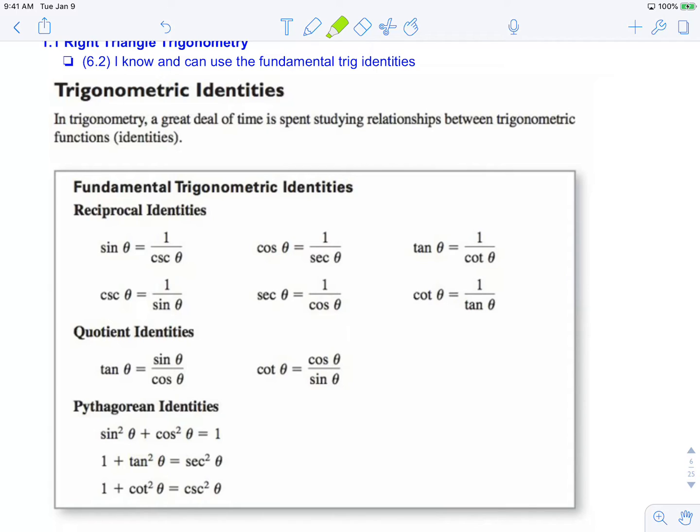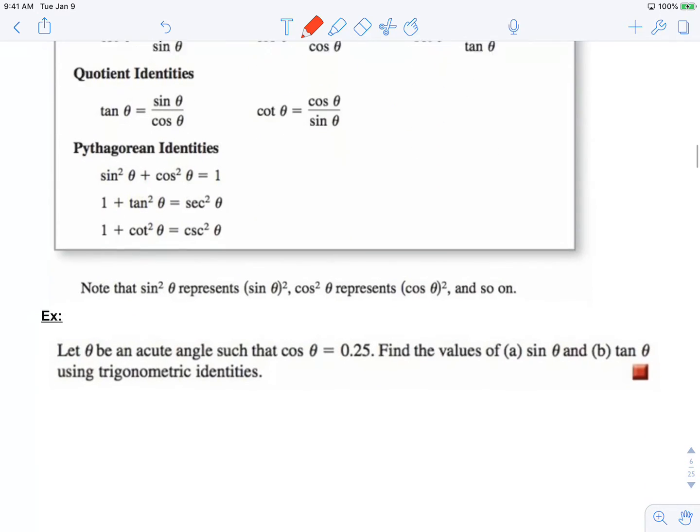You will ultimately need to memorize these trig identities, and I will provide a Quizlet for you so that you can practice that. But let's get into applying some of these.